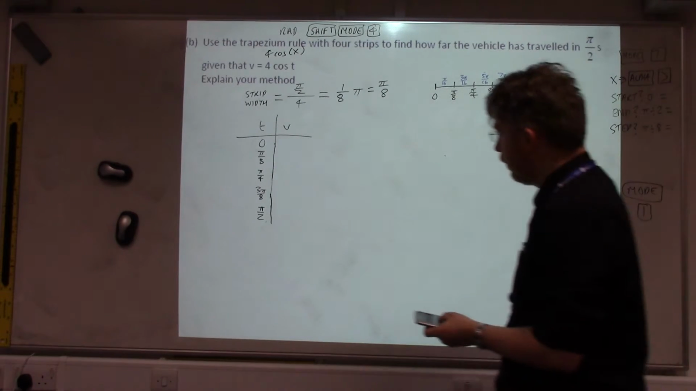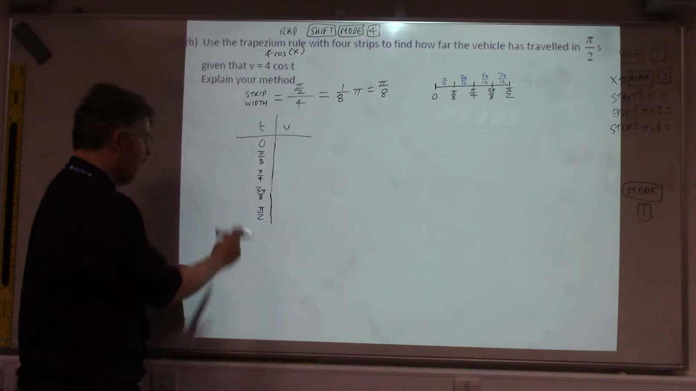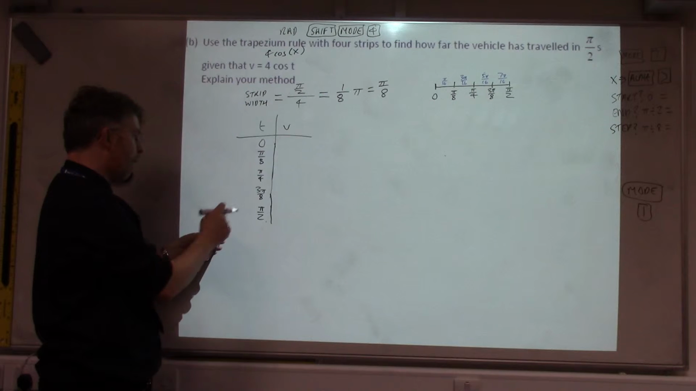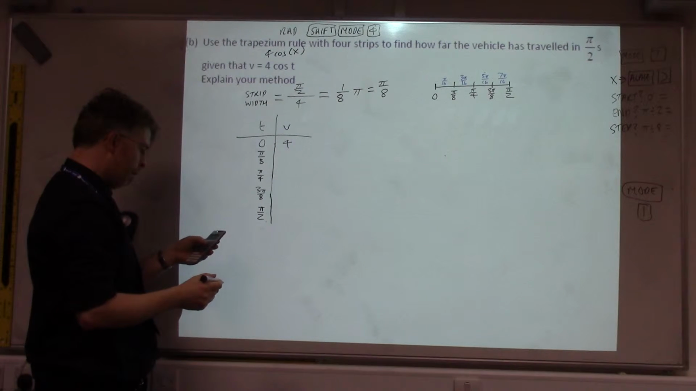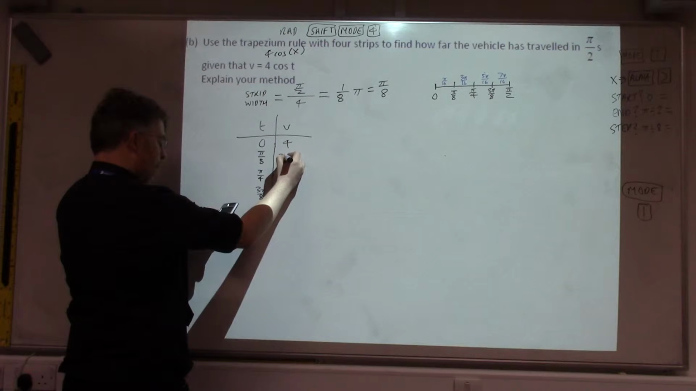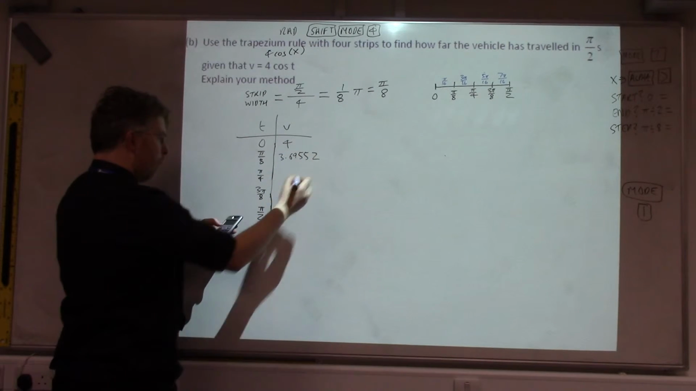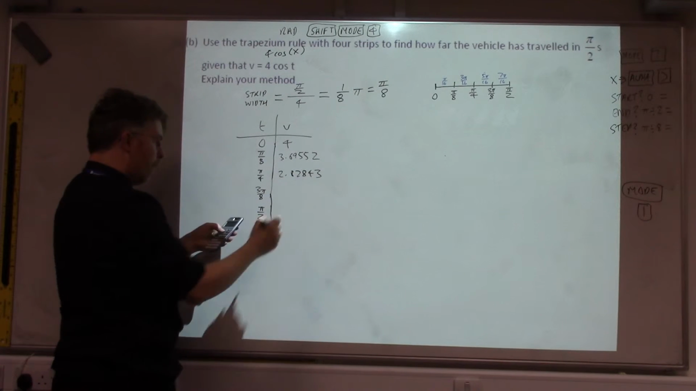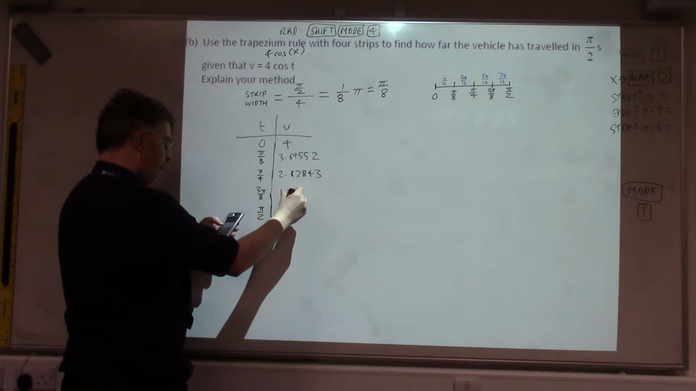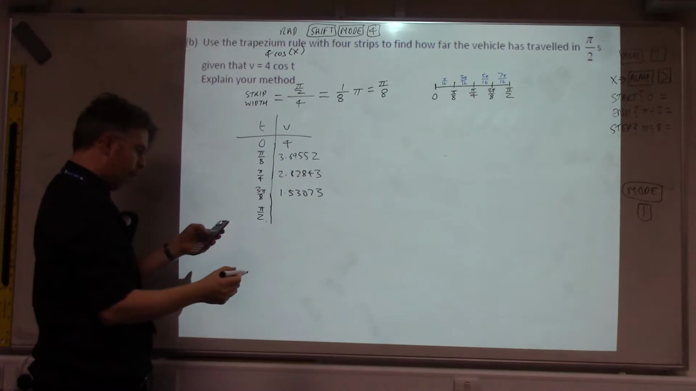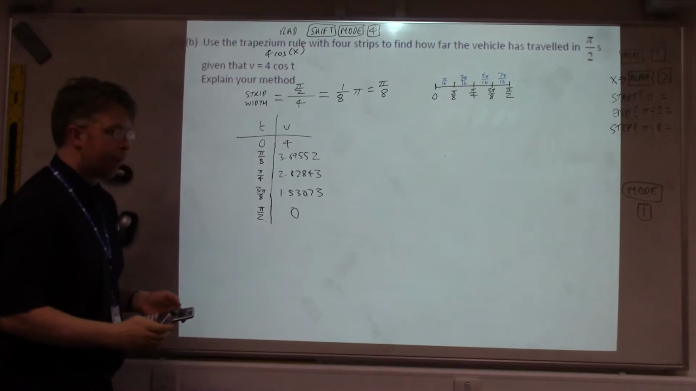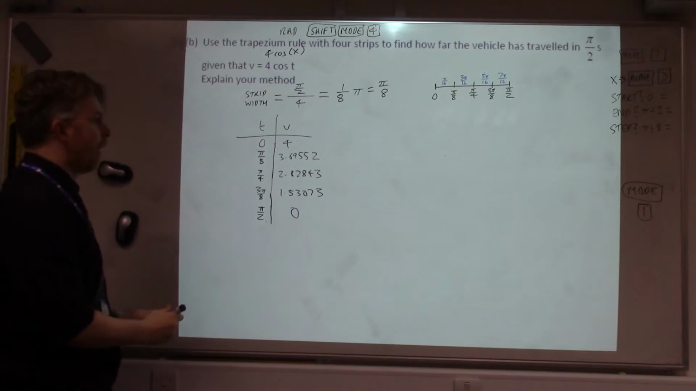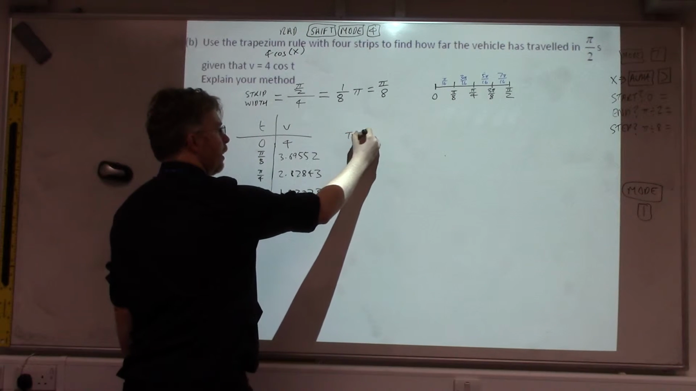That gives us our table. Again, the numbers on the left hand side of the table are the decimal versions of these numbers. So 0 is 4, pi over 8, again to 5 decimal places is 3.69552. Next one, 2.82843. Next one, 1.53073. Final one, 0. So apply the trapezium rule as we did in the last section.